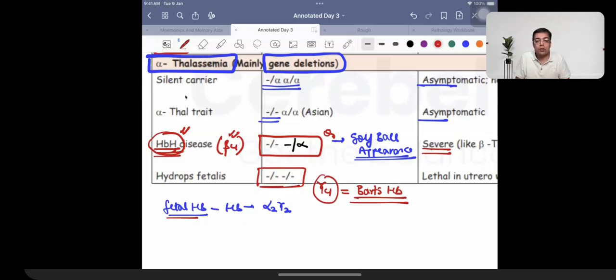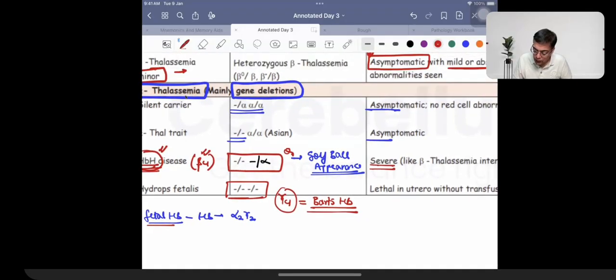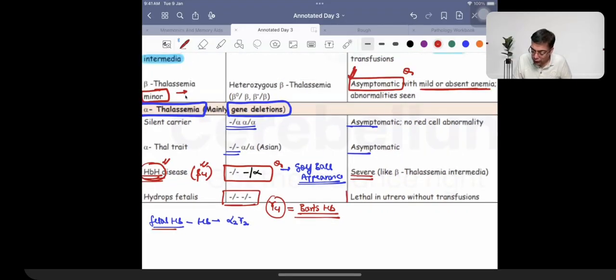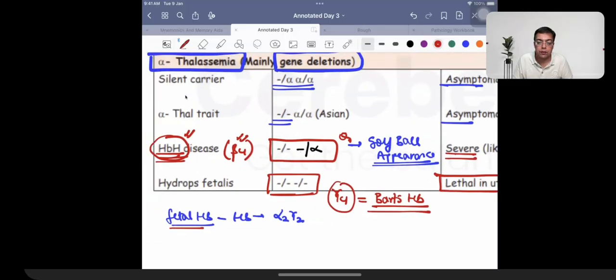These used to be one-liner questions about which you just need to have an idea. HbH is beta 4, but Bart's hemoglobin is gamma 4. The problem with gamma 4 is that this baby has a very minimal chance of survival. It is lethal in utero. With transfusions, obviously it can be made to survive, but most of the time hydrops fetalis is what takes place.